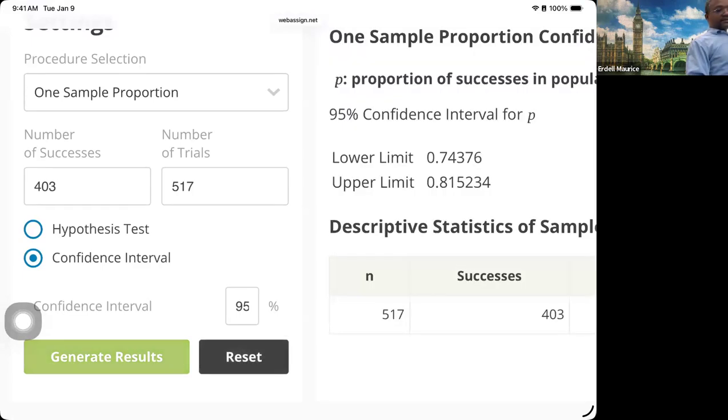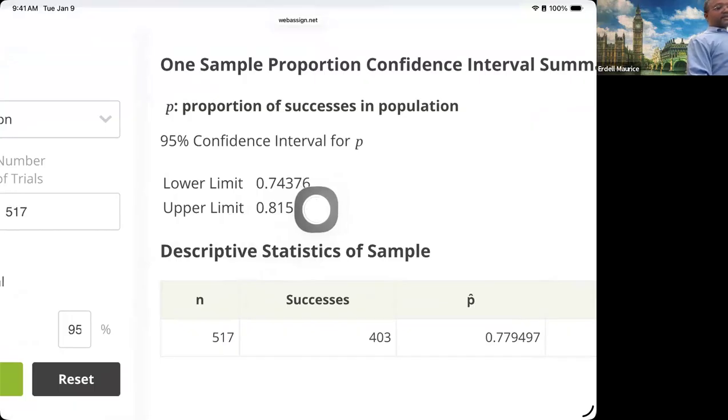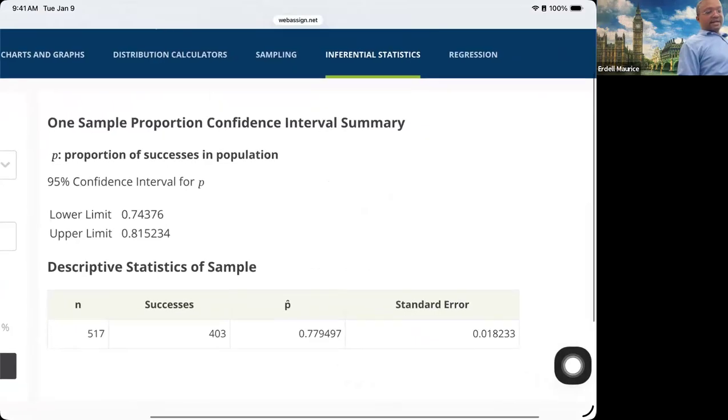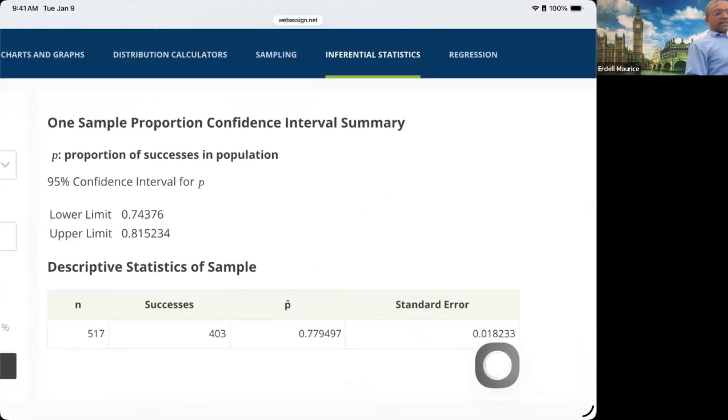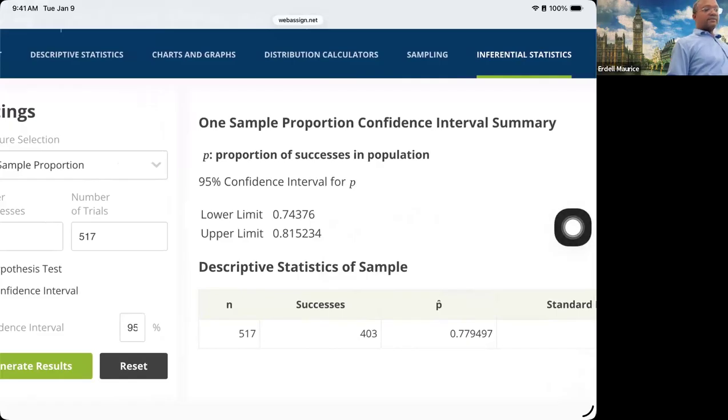Okay, hit generate results. And here you have your answer. This is your lower limit, and this is your upper limit. If you want to round to 3 decimal places, 0.744 and 0.815. It will also give you P hat. Again, remember P hat was 78%. So therefore Q hat was 22%. It gave us the standard error right here. The standard error is the square root of P hat times Q hat over N. But that's all there is to it. You have your confidence interval for your proportion. Questions there?